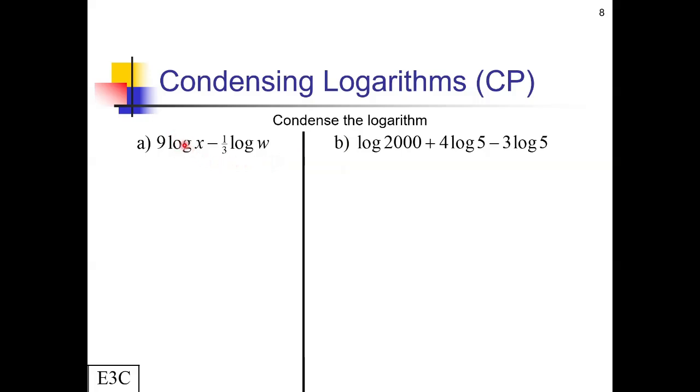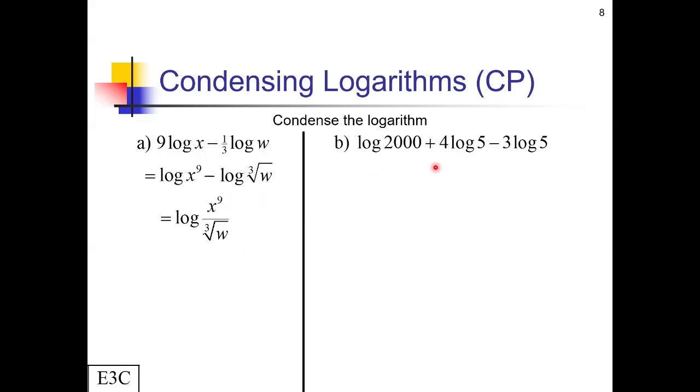So we're going to have log of x to the 9th minus log of w to the 1/3, which I can also call the cube root of w. And now since I'm subtracting these, I can turn the whole thing into division of the inputs. So this will be log of x to the 9th divided by cube root of w.